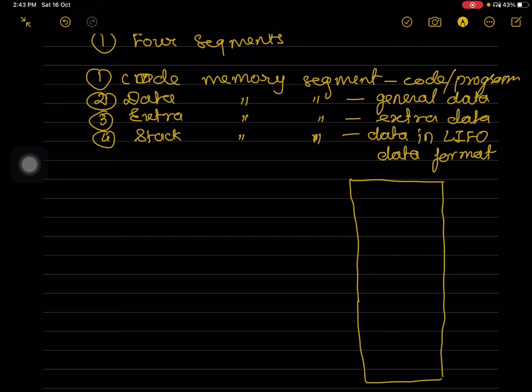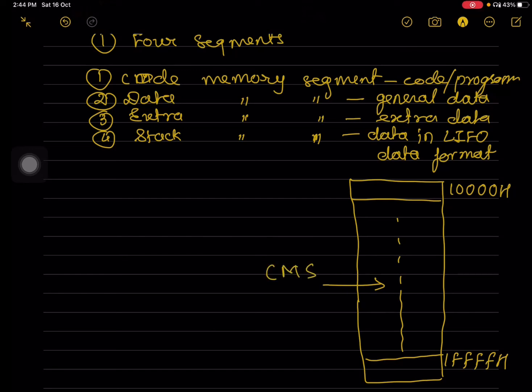Now if I consider a particular memory segment, for example this memory segment, it begins from address 10,000H and it ends at address 1FFFH. Now let us assume that I am using this memory segment as a code memory segment, so my code is present in this particular memory segment. Now 10,000 represents the base address of this memory segment.